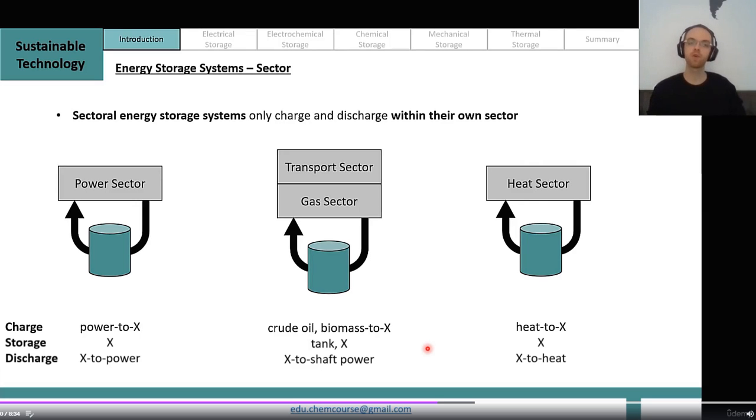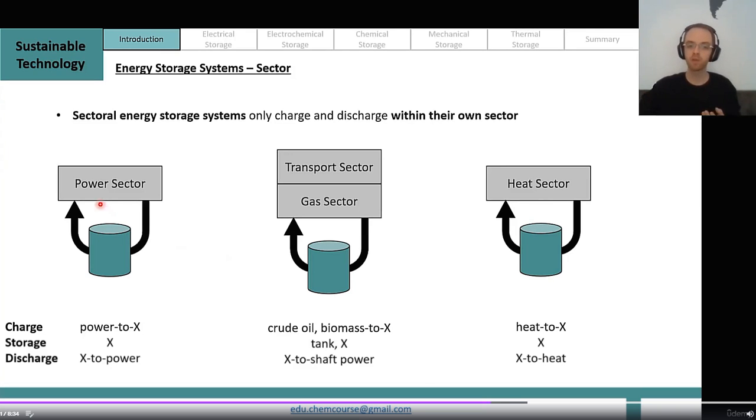There is something called sectoral energy storage systems, and this describes the concept that a sector stores energy only within its own sector. We've already heard that energy storage does not necessarily have to mean electrical energy storage. We can also store kinetic energy. We can store potential energy. So we can also store heat energy, which would be a representative of kinetic energy, for example.